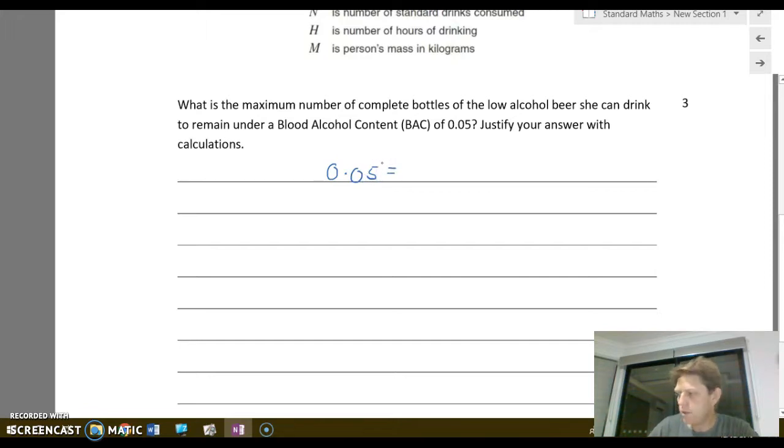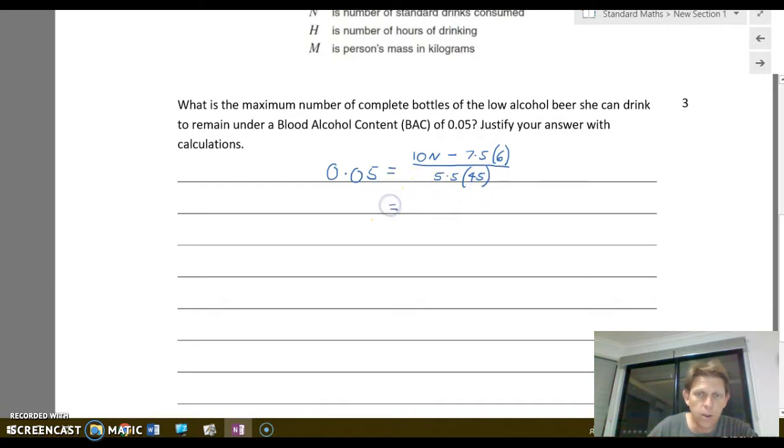Okay, and then just factoring through, we don't know how many drinks it is, so we just leave that 10N as it is. And then we're taking away that 7.5 times the 6 hours that she's at the party for. And we divide that by that constant of 5.5 times her weight, which we know is 45 kilos.